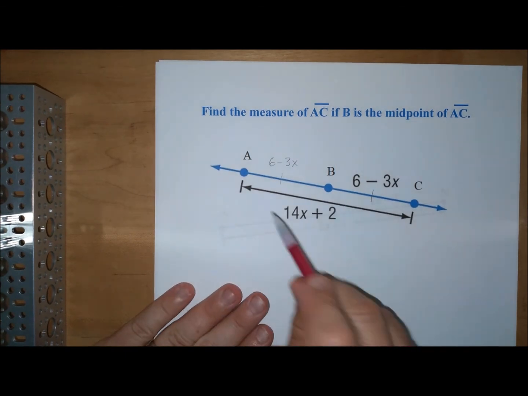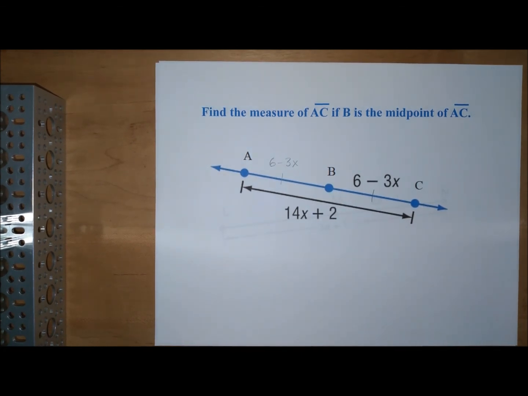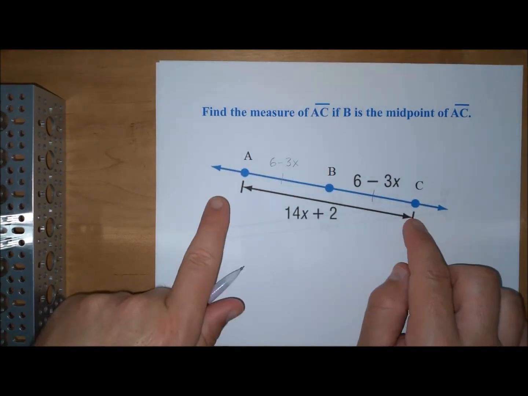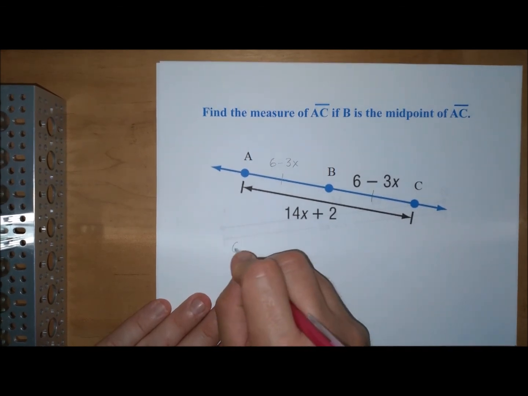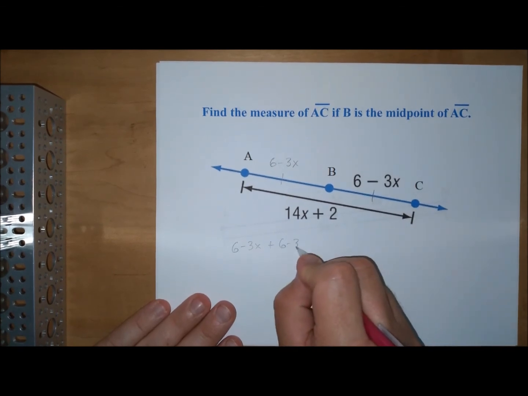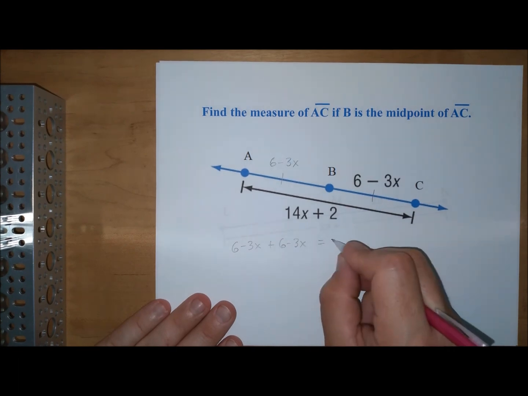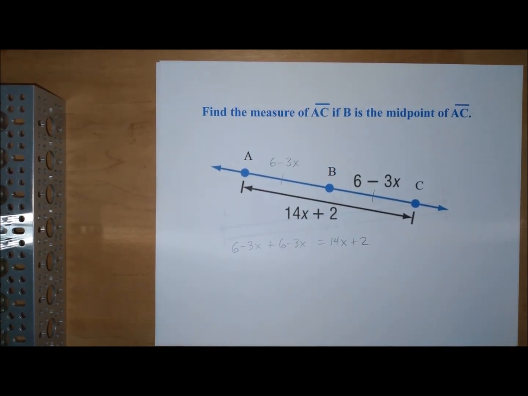If B is the midpoint, then these 3 points are collinear, and that means B is between A and C. And if we remember between is the points, that tells us that this segment plus this segment must equal that segment when the 3 points are collinear. So I see an equation. I see 6 minus 3x plus 6 minus 3x must equal the total length of segment AC, which is represented by 14x plus 2. Can we solve that?